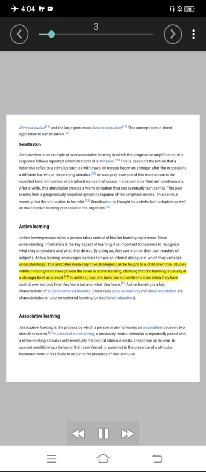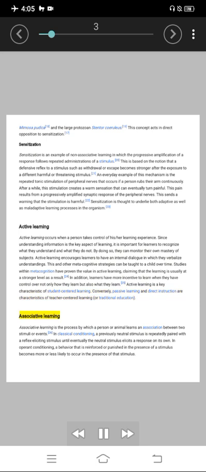Studies within metacognition have proven the value in active learning, claiming that the learning is usually at a stronger level as a result. 24. In addition, learners have more incentive to learn when they have control over not only how they learn but also what they learn. 25. Active learning is a key characteristic of student-centered learning. Conversely, passive learning and direct instruction are characteristics of teacher-centered learning or traditional education.